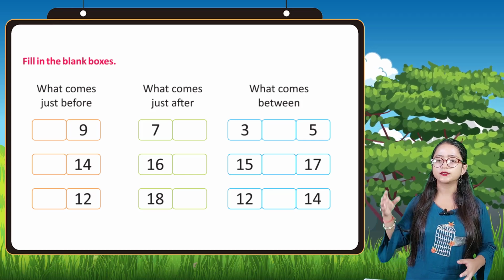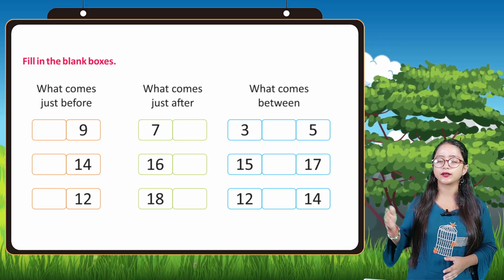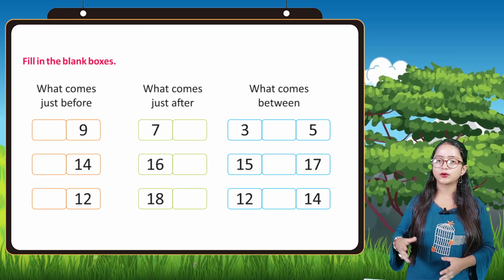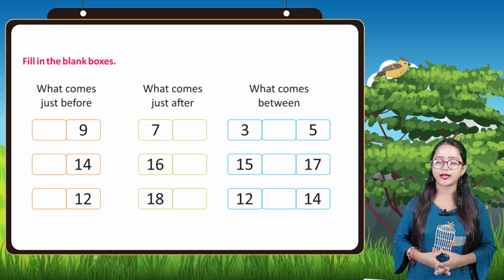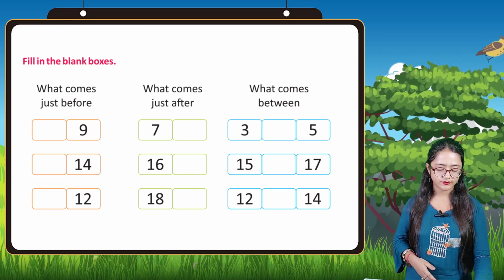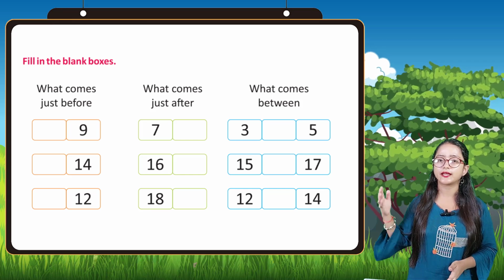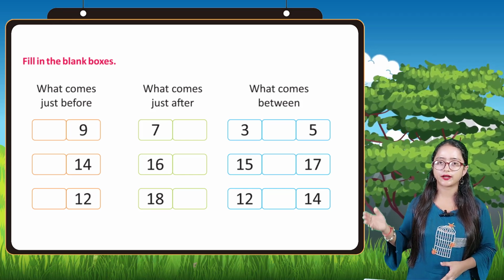Next one, what comes just after the number 18? That is 19. So write down 19. Now next is what comes between 3 and 5. That is number 4. Next one, what comes the number between 15 and 17? That is number 16. So write down 16.